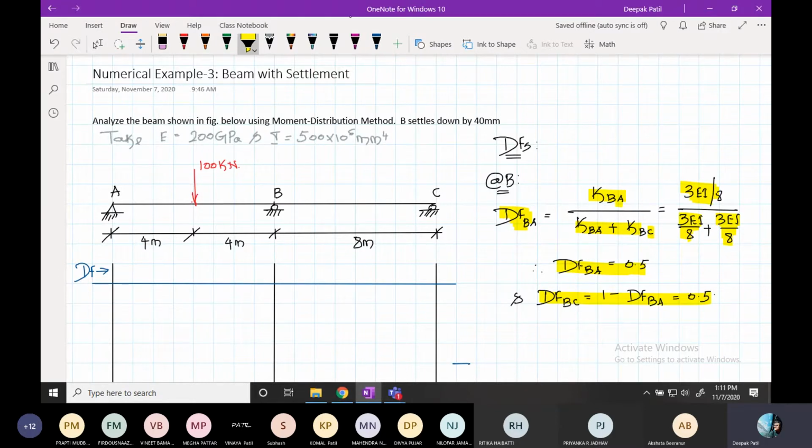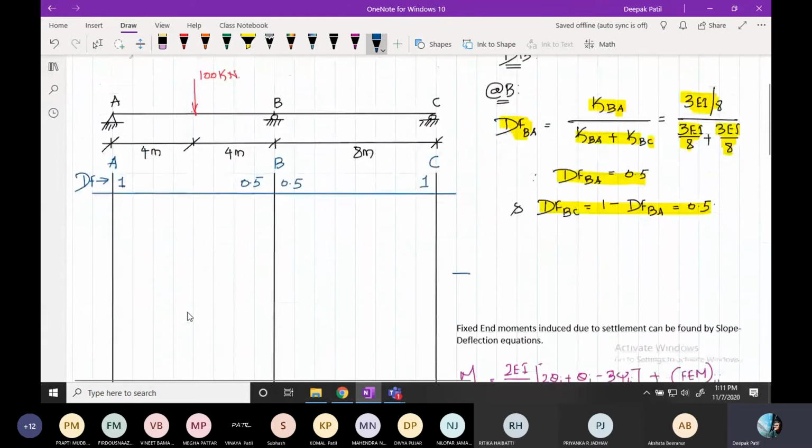Now let me just write them down. This line is for A, this line is for B, and this line is for C. The distribution factor of BA is 0.5, the distribution factor of BC is also 0.5. The distribution factor of AB is 1 and that of CB is also 1, but that is by default, so no need to write it. If you write it also, no issues. Now let me just keep this table as it is.